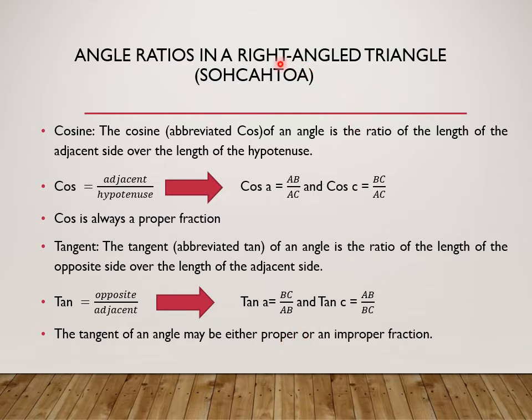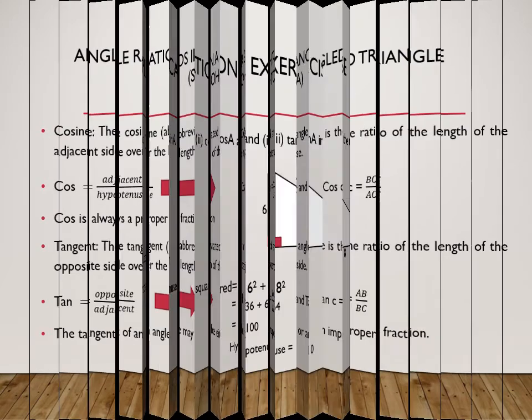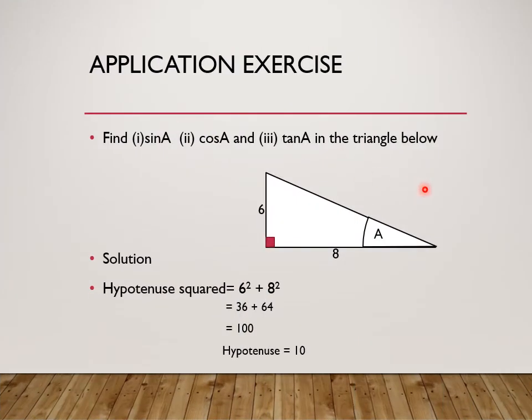To help you remember these ratios, you have SOHCAHTOA. S is for sine, and sine is opposite over hypotenuse. C for cosine. Cosine is adjacent over hypotenuse. T is for tangent, and tangent is opposite over adjacent. We will stop here for the ratios and look at some application exercise.